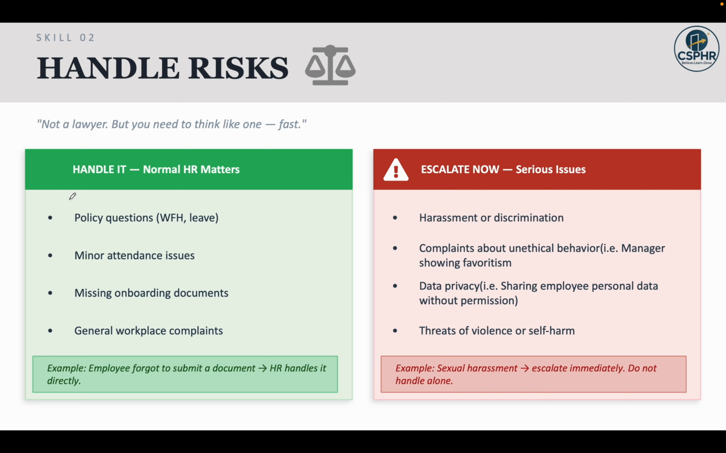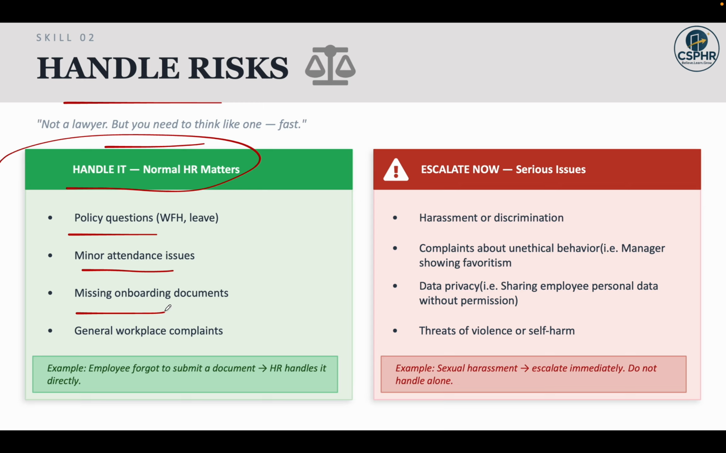Now let's talk about the second skill, handle risk. Okay, so as an HR generalist, you are obviously not a lawyer, but you have to think like one. So you have to handle normal HR matters, for example policy questions. If an employee has a minor attendance issue, a missing onboarding document, or a general workplace complaint, you have to handle it by yourself. For example, if an employee forgets to submit a document, HR handles it directly.